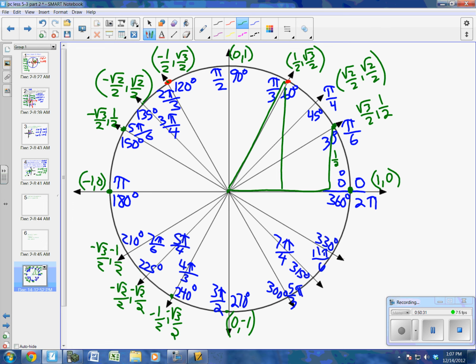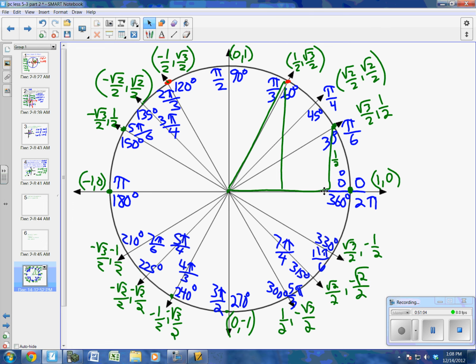Those are both negative. Okay, what about in the fourth quadrant? What's negative and what's positive? The first one's positive because we went in the positive x direction. The y is a negative, right? So this one's going to be square root of 3 over 2, comma negative 1/2. This one's going to be square root of 2 over 2, comma negative square root of 2 over 2. And this one down here is going to be 1/2, comma negative square root 3 over 2. And you've got all your points.